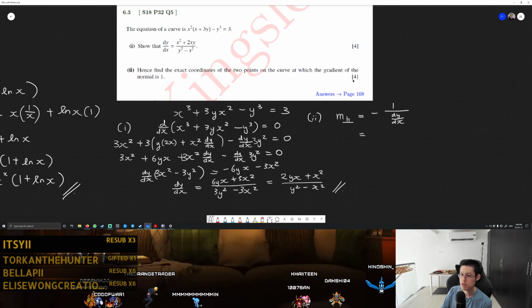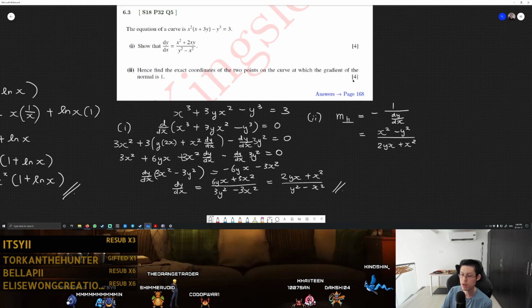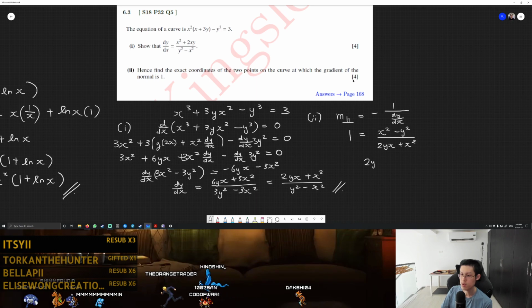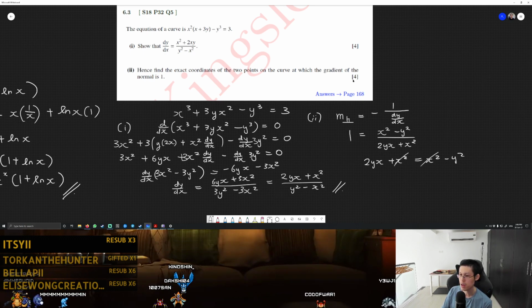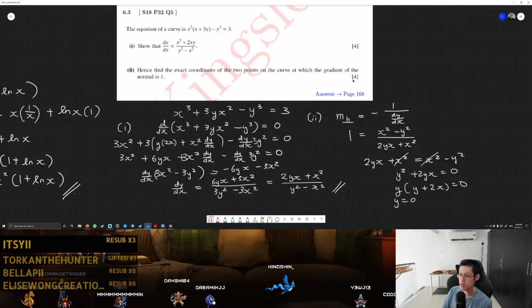So that's going to give us x squared minus y squared over 2yx plus x squared. So that's the gradient of the normal. Okay, and it says find the points where the gradient of the normal is 1. So equate that to 1. So we have 2yx plus x squared equals x squared minus y squared. The x squareds cancel, and then we have y squared plus 2yx equals 0. We can factorize the y out, so we have y times (y plus 2x). So either y is 0 or y equals negative 2x.